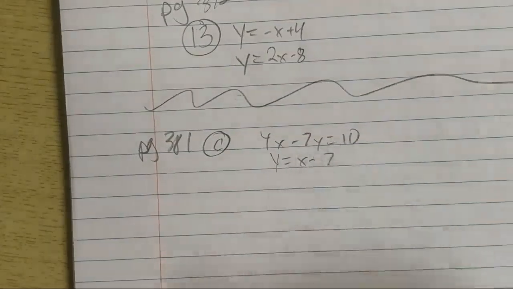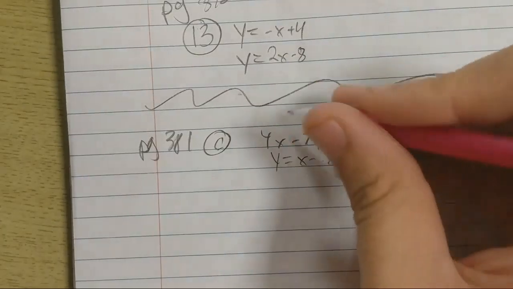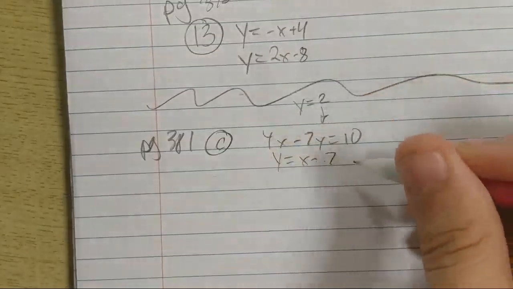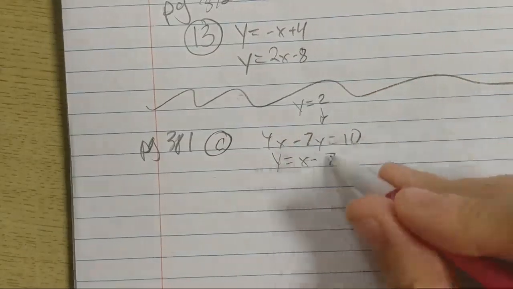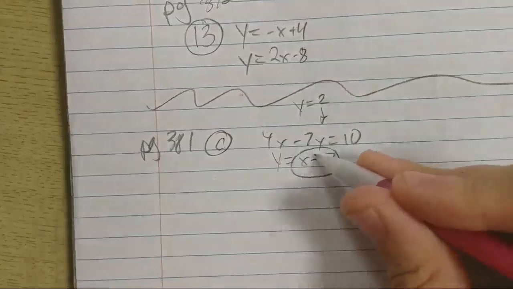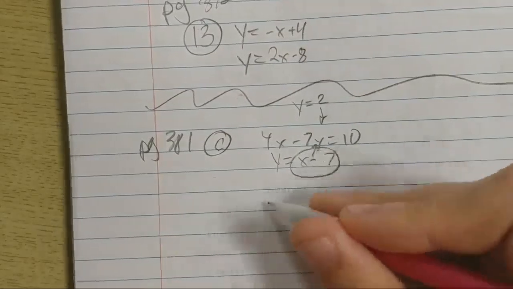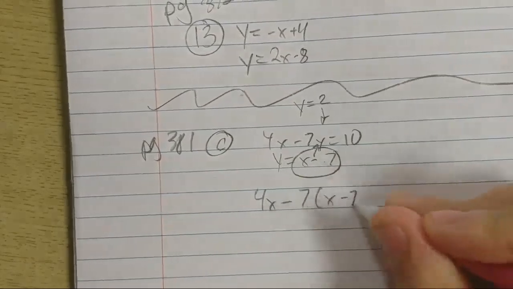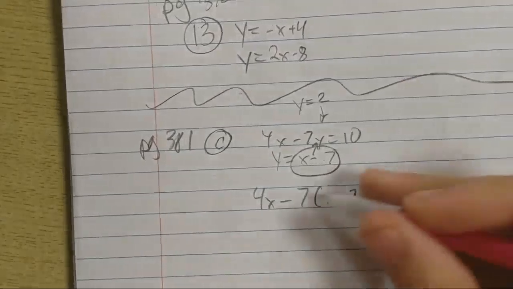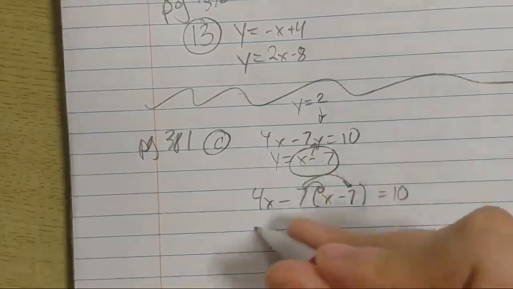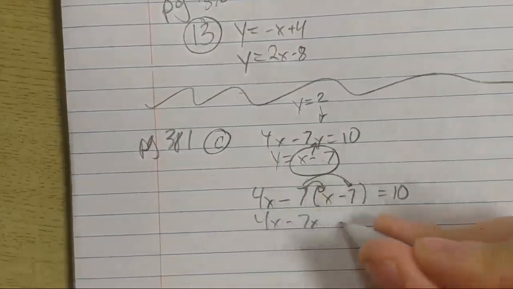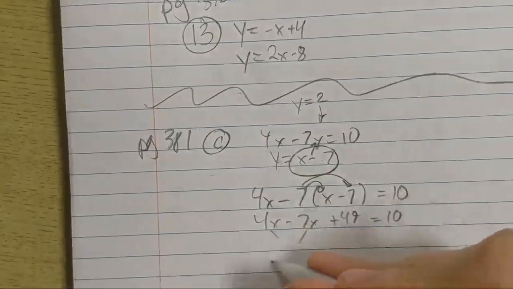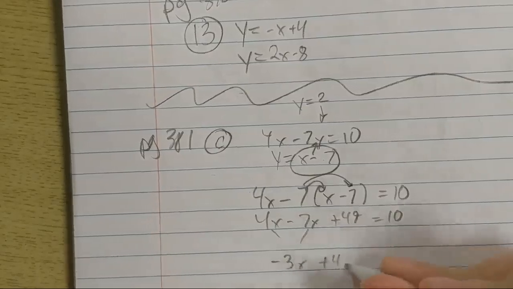So how are we going to solve this? If I told you that y equals 2, I would replace the y with a 2. But I don't know that y equals 2, but I do know y equals x minus 7. So I'm going to replace y with x minus 7. So that's 4x minus 7, parenthesis x minus 7, equals 10. Distribute. 4x minus 7x plus 49 equals 10. Let's combine like terms. Negative 3x plus 49 equals 10.